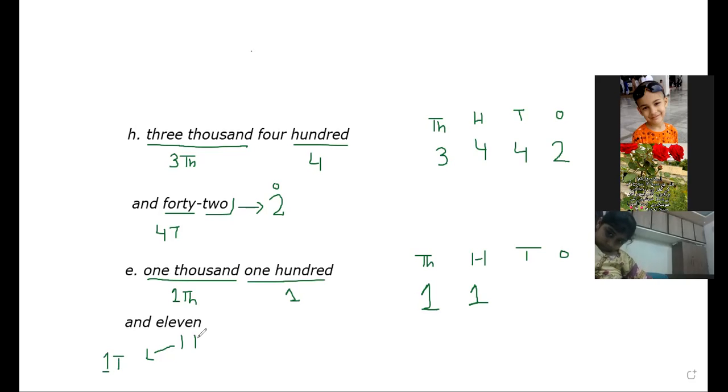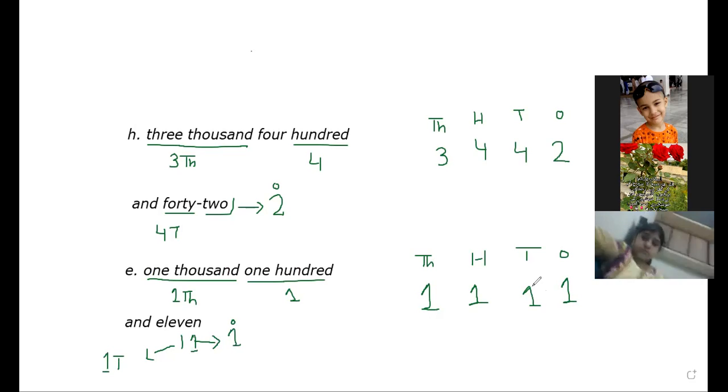And this one shows that 1 is ones. So I'm going to write 1 under tens and 1 under ones. So this is 1111. Is it clear, everyone?